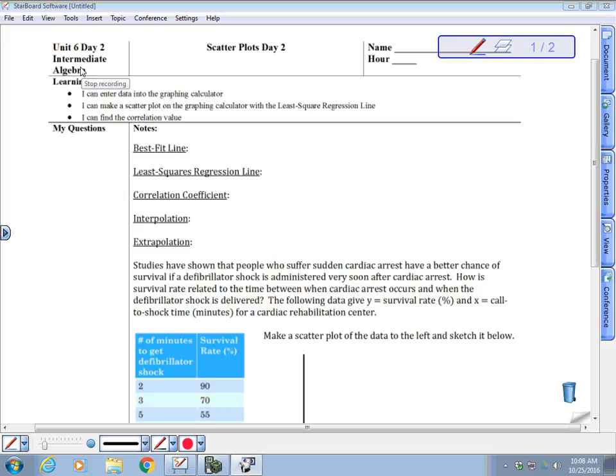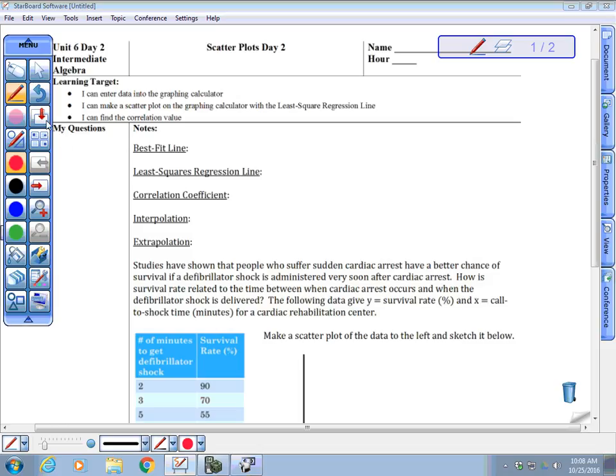Today, scatterplots, the second day. I can enter data in my graphing calculator. I can make a scatter plot on the graphing calculator with a least squares regression line. I can find the correlation value. Alright, so let's get going on this one.